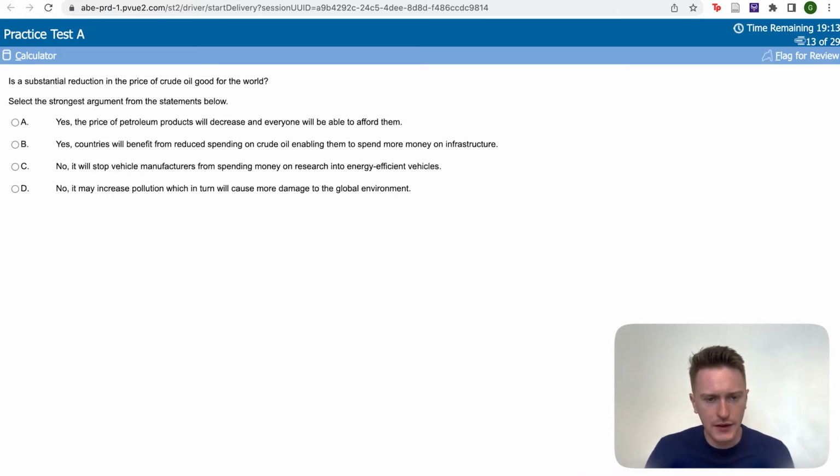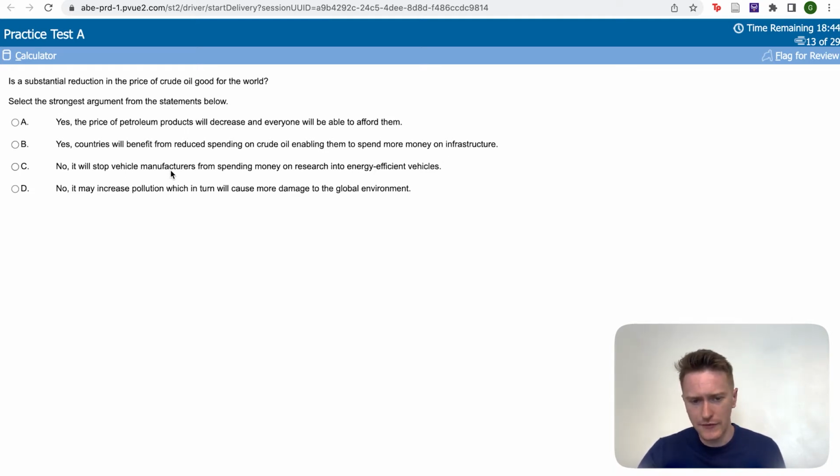Okay, is a substantial reduction in the price of crude oil good for the world? Okay, so we need it to be good for the world. Everyone will be able to afford them. Financial stuff is not necessarily equivalent to good for the world. So I'm hesitant about A. Countries will benefit from reduced spending, enabling them to spend more money on infrastructure. Again, infrastructure, even though it sounds good, is it good for the world? We don't know.